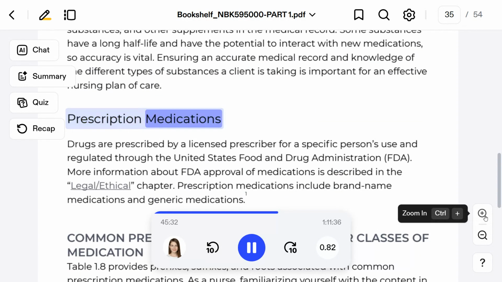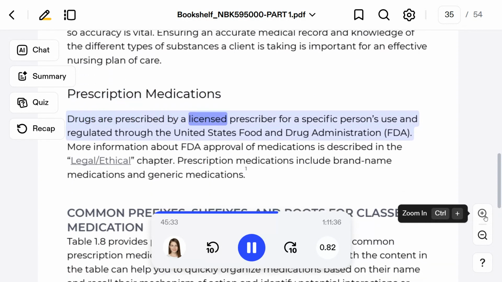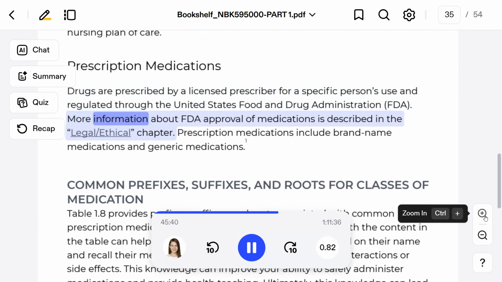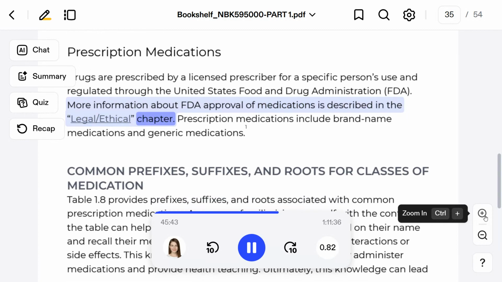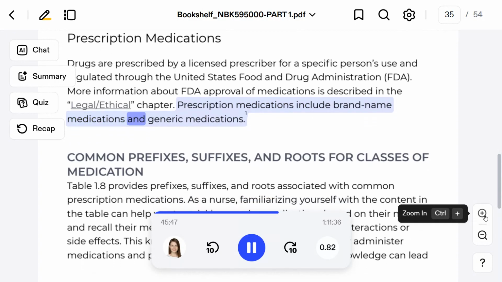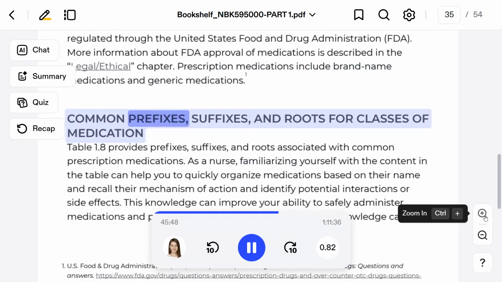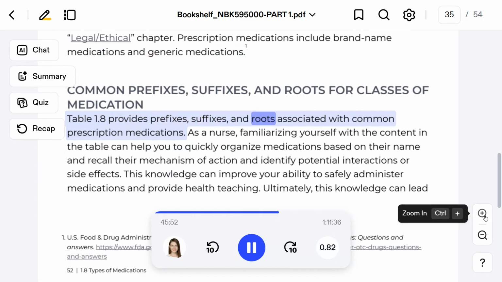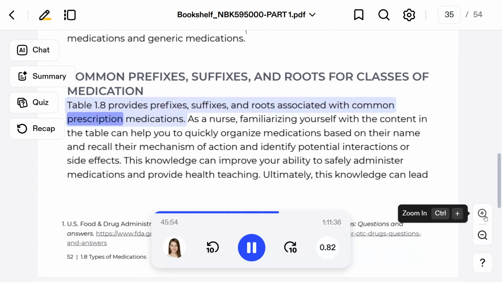Prescription medications. Drugs are prescribed by a licensed prescriber for a specific person's use and regulated through the United States Food and Drug Administration. More information about FDA approval of medications is described in the legal ethical chapter. Prescription medications include brand name medications and generic medications. Common prefixes, suffixes, and roots for classes of medication. Table 1.8 provides prefixes, suffixes, and roots associated with common prescription medications.